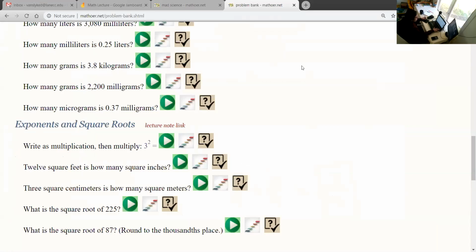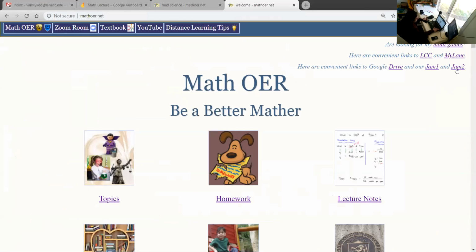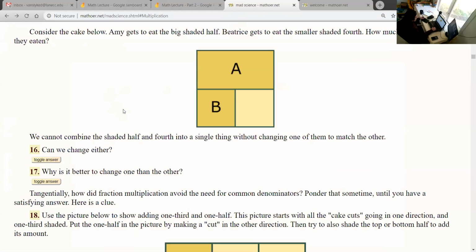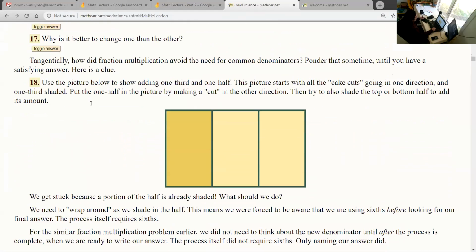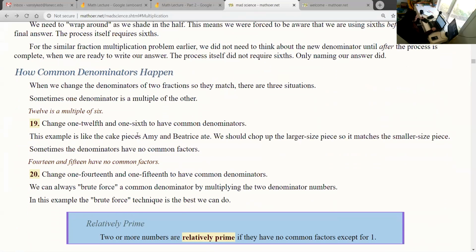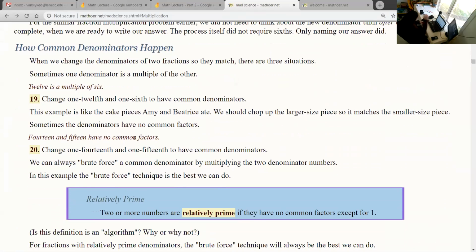Okay, I need to go back and open my new Jamboard because we're on slide 20. Okay, I'm not going to do this because our other pictures didn't work. So before we add, let's just talk about making the denominators match. There are 3 situations. Sometimes one denominator is a multiple of the other.